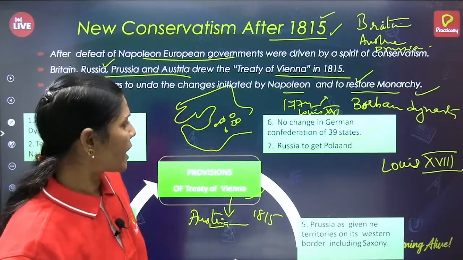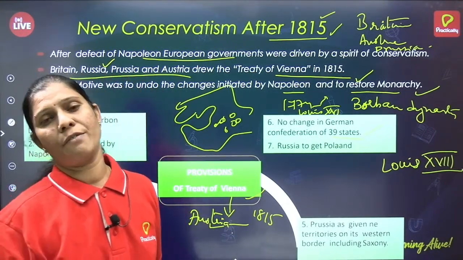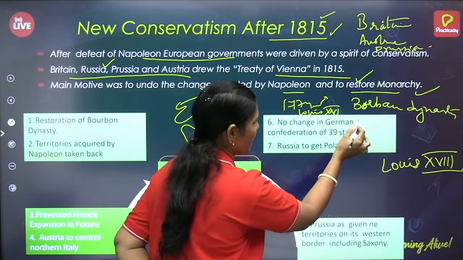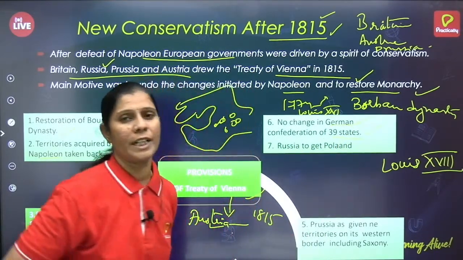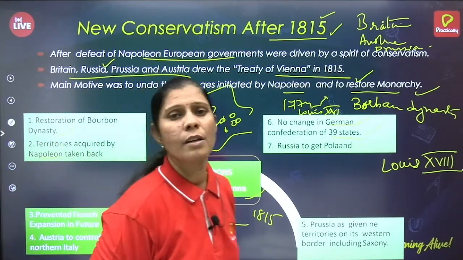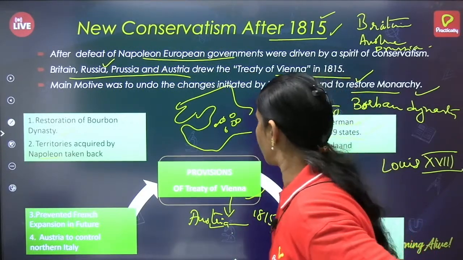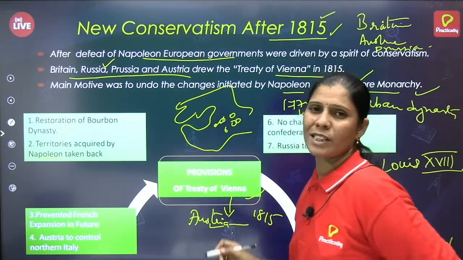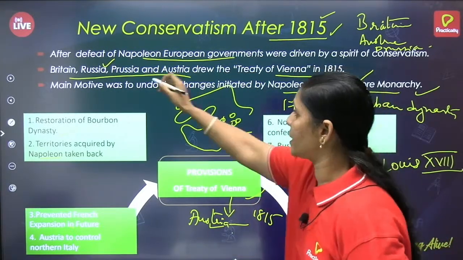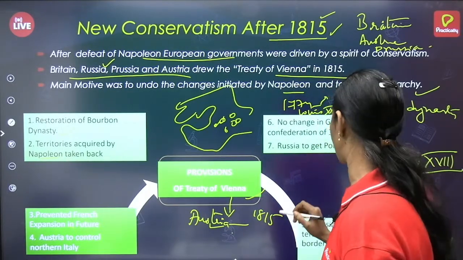Okay, so this confederation was untouched. The other lands, whatever he occupied, they distributed. But the confederation which he made, the German Confederation of 39 states, was untouched. It was left with France only. Point to be noted, children: what was not taken from France by these alliances is the 39 states of the German Confederation.